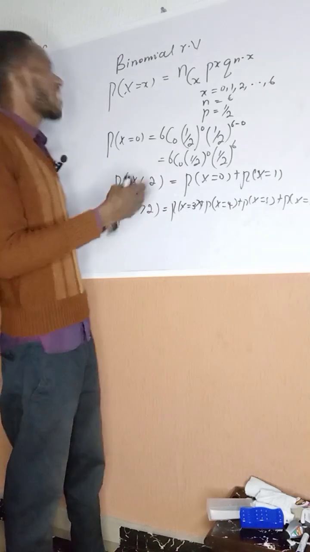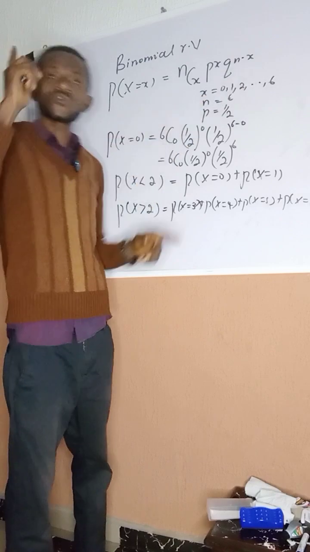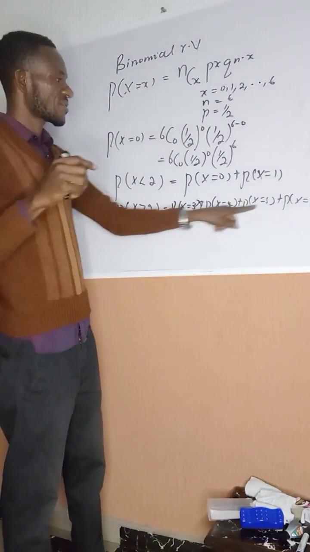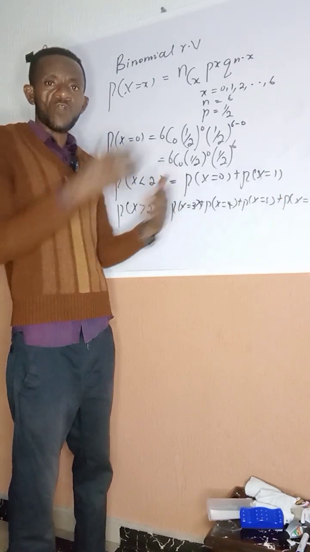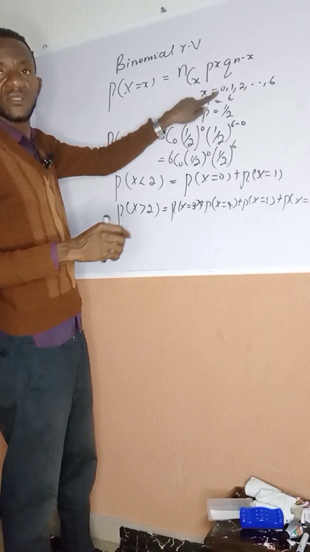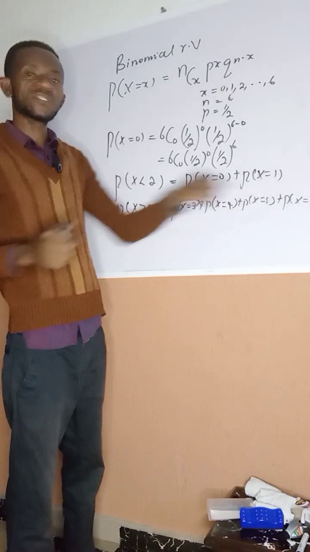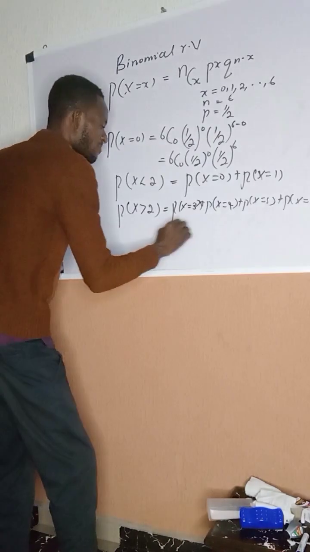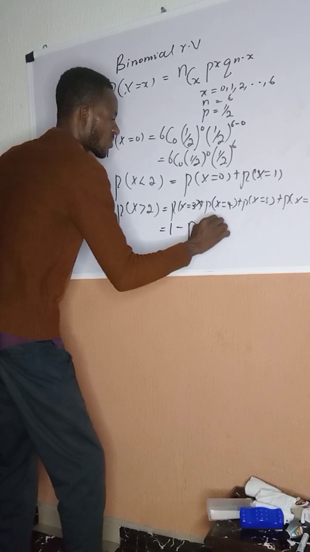The only thing we should bear in mind is that the probability that ranges from 0 to 6 is equal to 1. And this one is talking about from 3 down to 6. Therefore, if I come to 1 and remove the probability of 0, 1, and 2, I must have gotten this. So this is the same thing as saying this is 1 minus the probability that x is less than or equal to 2.